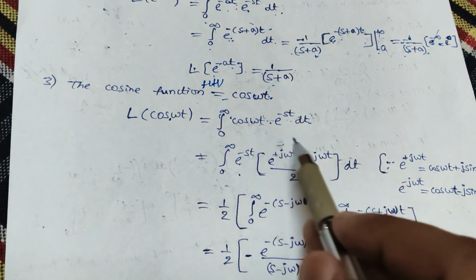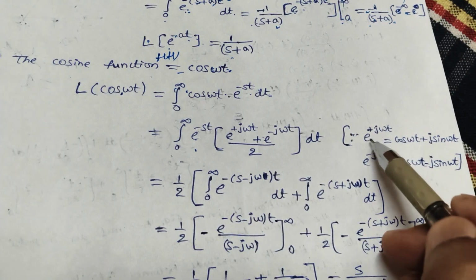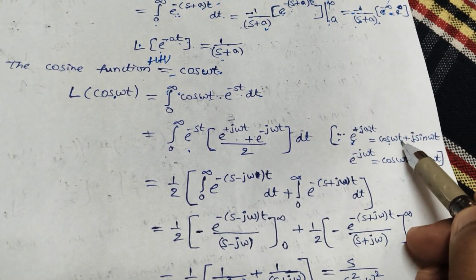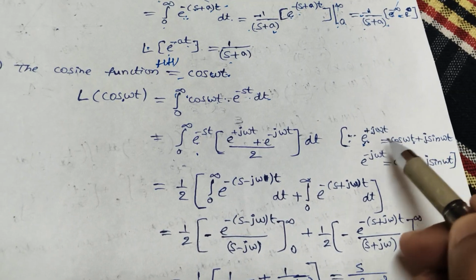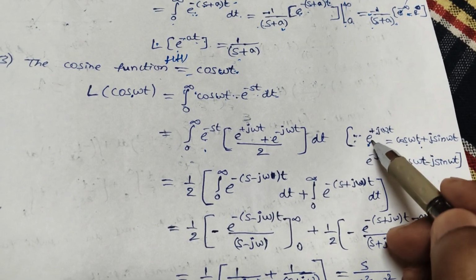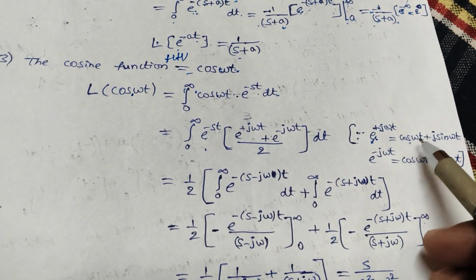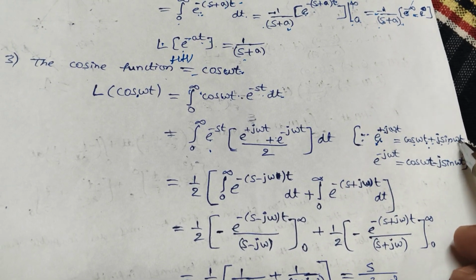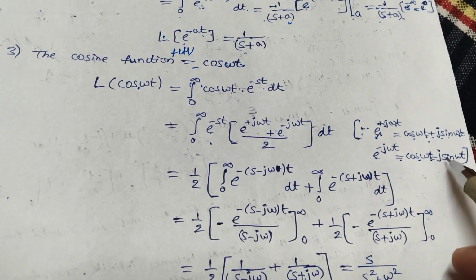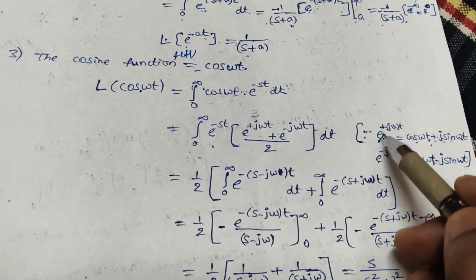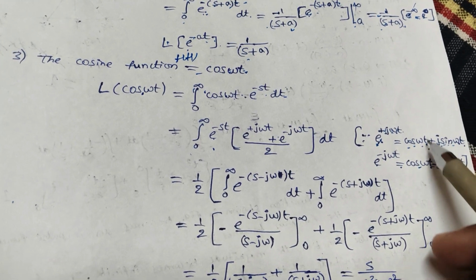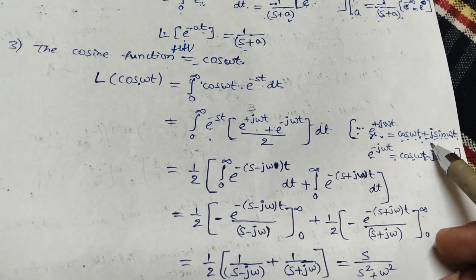So I'll rewrite this cos omega t. What is e power j omega t? E power j omega t is nothing but cos omega t plus j sin omega t, exponential to polar form to complex form representation. E power plus j omega t is nothing but cos omega t plus j sin omega t. E power minus j omega t is nothing but cos omega t minus j sin omega t. E power j theta is equal to cos theta plus j sin theta. So polar form to complex form.